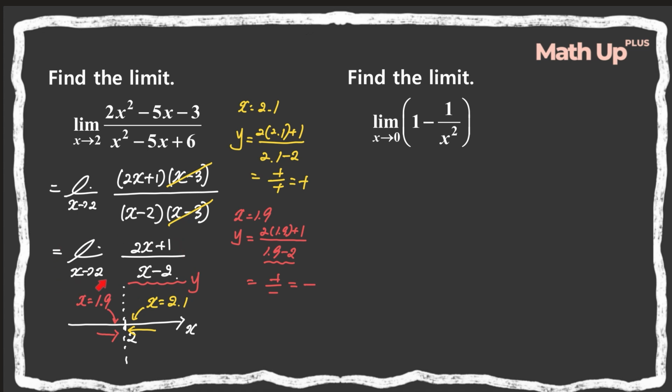So what's the limit of this function right here? As x approaches 2 from the left-hand side, it approaches negative infinity. From the right-hand side, it approaches positive infinity. Different directions, right? So we can conclude that this limit does not exist.